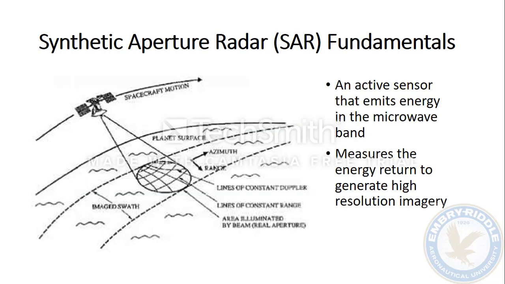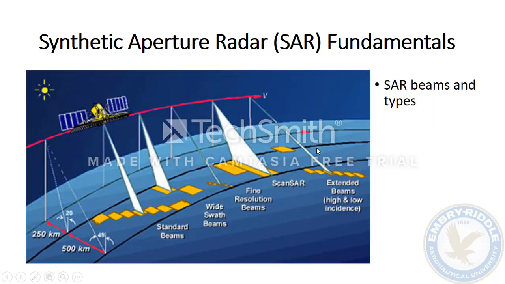So here are some fundamentals. We have the spacecraft motion. We have a velocity vector v going along the planet's surface, or scanning along the planet's surface. The image swath is something we'll talk about as we talk about some of the beam modes and the different types of beams that you can use, because obviously it's not just going to be the one type of beam in one band that we're going to be talking about. But it is an active sensor that emits energy in the microwave band, and it's going to measure that returned energy to generate an image.